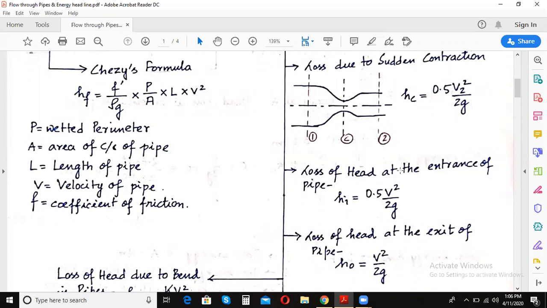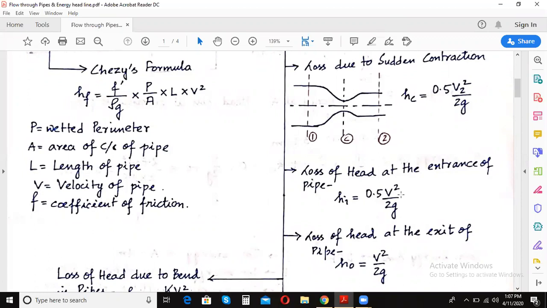So this loss, the loss of head at the entrance of a pipe, is similar to the loss of head due to sudden contraction, and this loss depends on the form of entrance. For a sharp edge entrance, this loss is slightly more than a rounded or bell-mouthed entrance. In practice, the value of the loss of head at the entrance of a pipe is taken as 0.5 times v square by 2g, where v is the velocity of the liquid flow in the pipe.